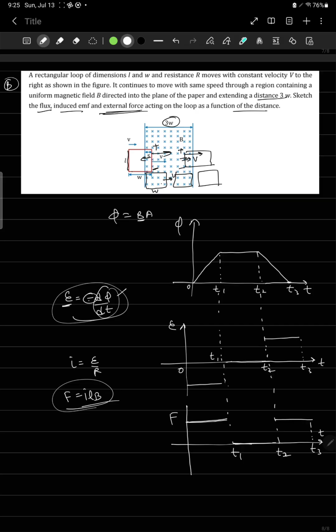So I hope you understood. You can try one homework I am giving: try the graph of current versus time. Similar questions have been asked in JEE Advanced also. You can try the JEE Advanced PYQ now. So hope you understood, and with this question I end this session.